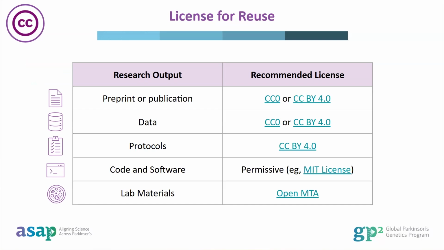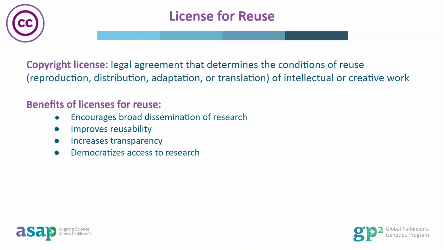Some recommended licenses are listed on the slide. Note that licenses with ND, NC, and SA modifiers are not considered licenses that allow for unrestricted reuse. The benefits of applying licenses that allow for reuse of research outputs includes encouraging broad dissemination of research, improved reusability, increased transparency, and democratized access to research.